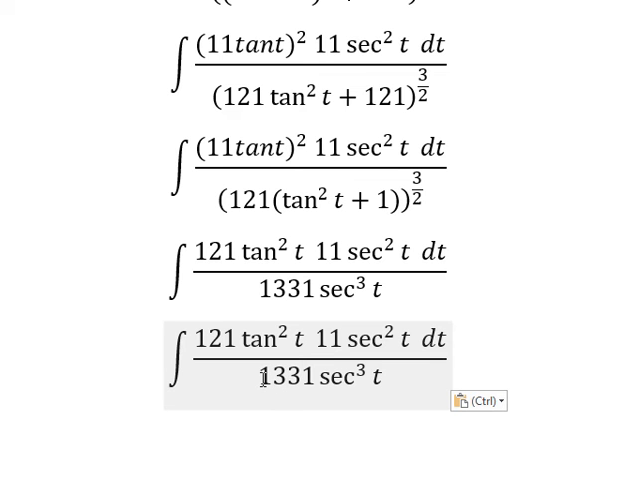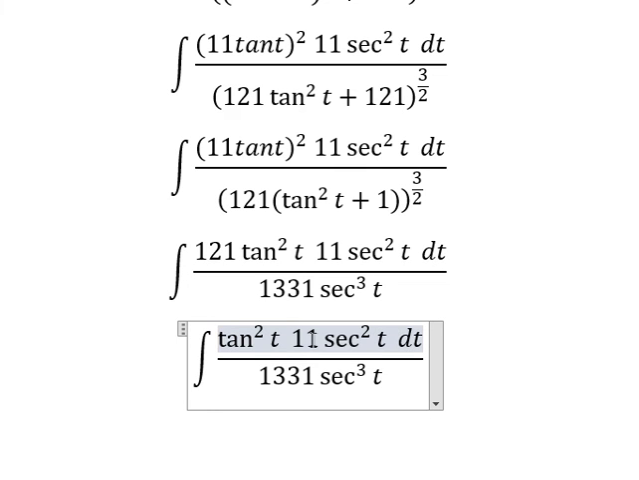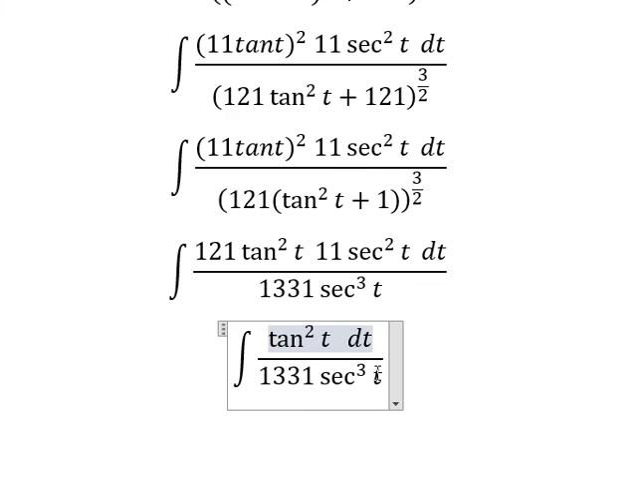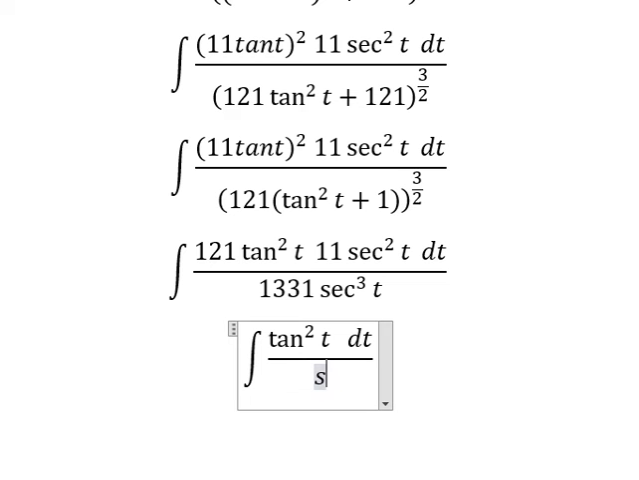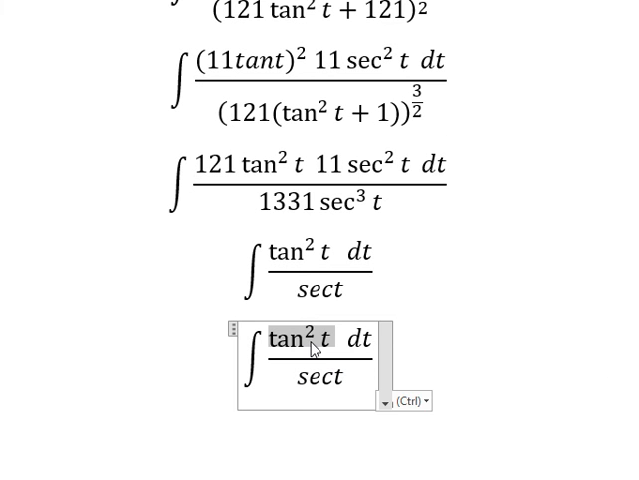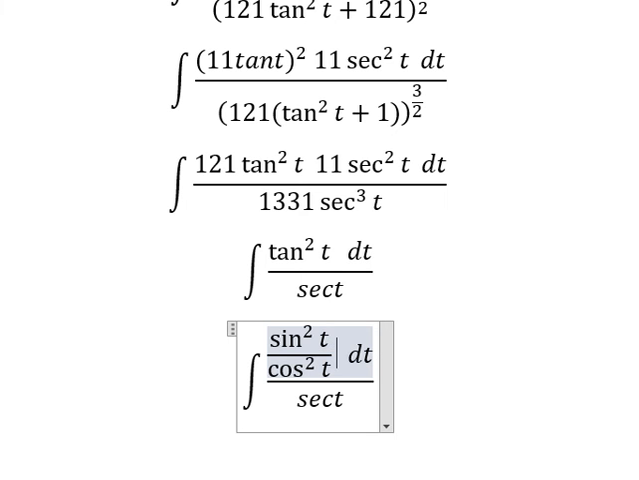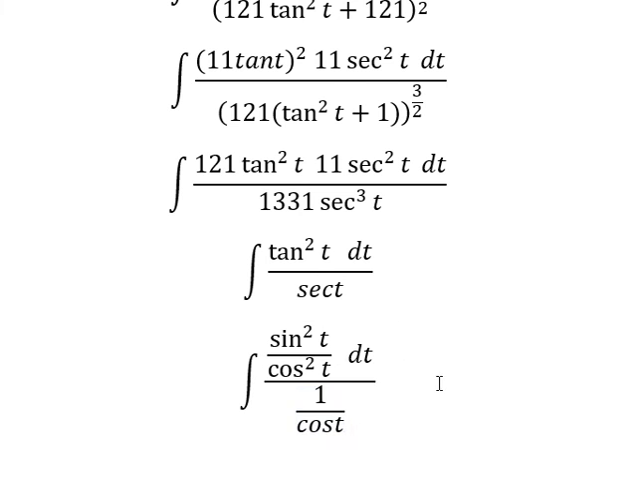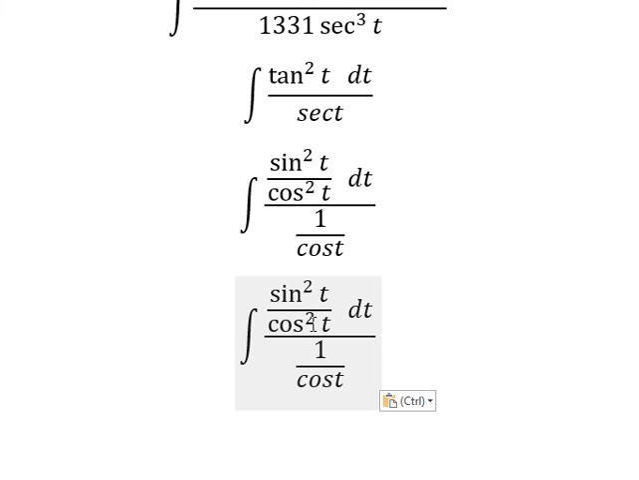Now we need to simplify 1331 with secant of t square on numerator and denominator. So tan t square is sin t square over cosine t square. This one we have 1 over cosine t. Now we need to simplify cosine t on numerator and denominator.